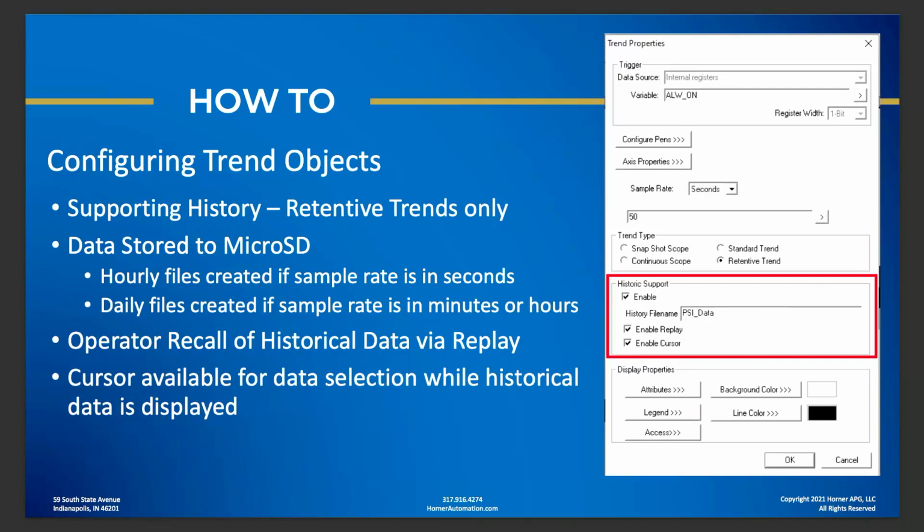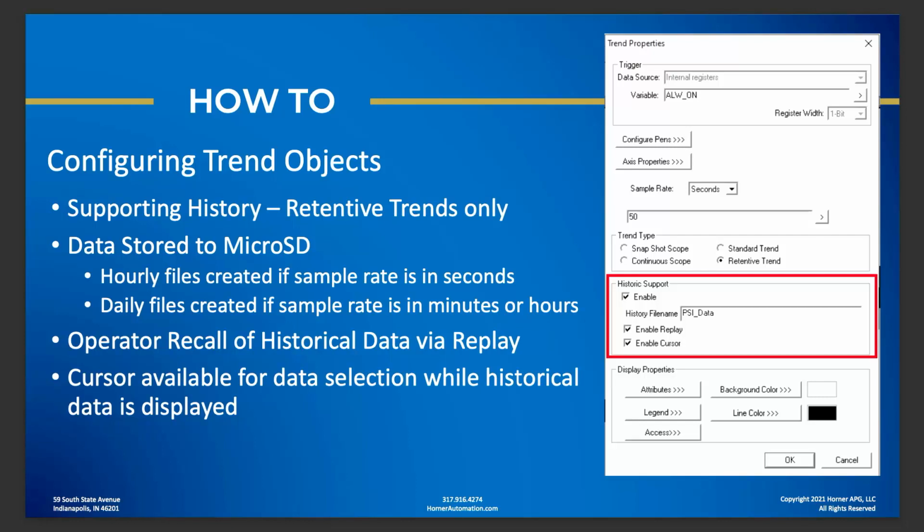Okay, now let's talk about one additional aspect that's available for retentive trends, and that is history. With retentive trends, you have the ability to select that you want to support history. And the area highlighted in the red box is shown on the screen. So if you enable that capability, now you need to specify a file name, and it's actually not really a file name per se, it's more of a directory name. Okay, so I've shown there in that example that I want a directory called PSI_data to be created by the OCS. Within that directory is where all the history files will be stored.